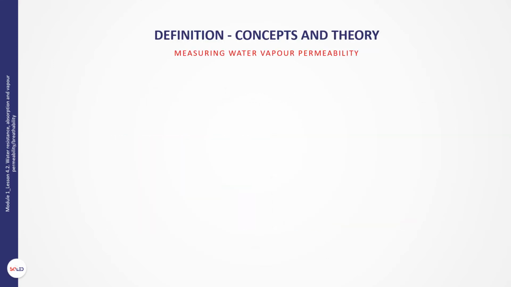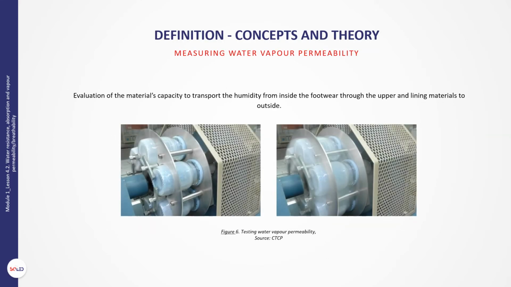The standards ISO 20344-6.6 and ISO 17699 describe methods to evaluate the water vapor permeability of lining and upper materials. Water vapor permeability is defined as the amount of water vapor a material will transmit through its structure expressed as mass of water transmitted per area of material per hour.